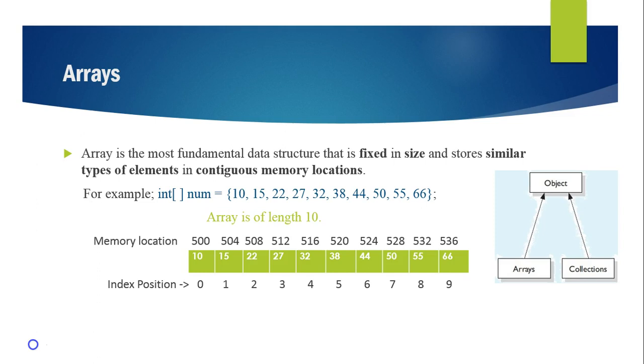In order to access each memory location, we provide a numbering which generally starts from 0 and goes till the length of the array minus 1. These numbers of array memory locations are also called index positions, which help us to access each element in one unit of time, that is in Big O of 1 time. In the image on the right side, we can also see that arrays directly inherit the Object class.